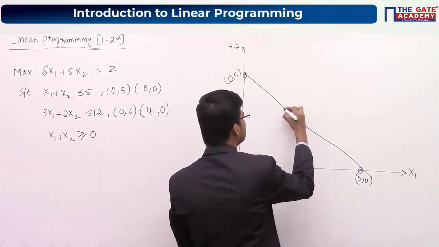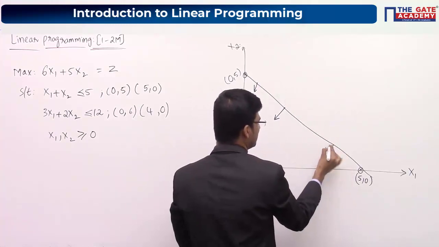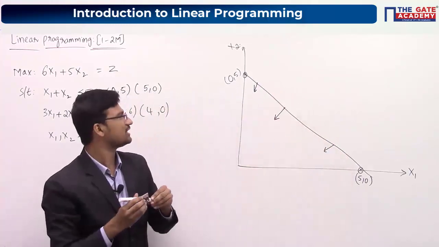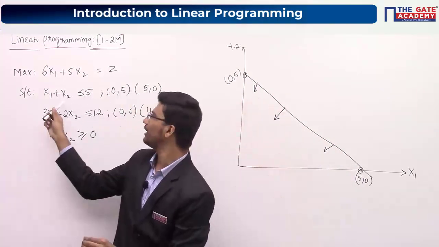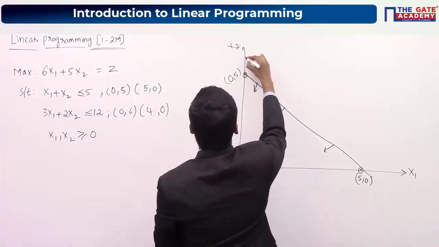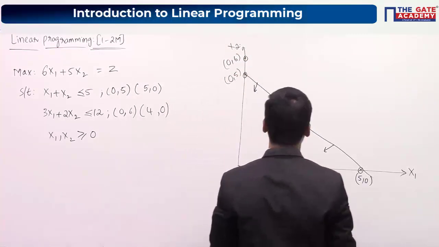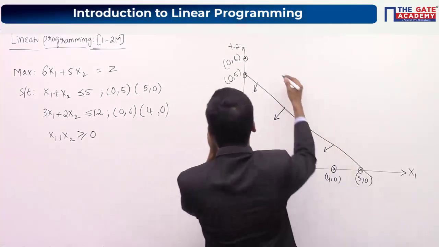Okay. So I am just representing it with an arrow. Downwards. Region should be like this. So this is the region which is satisfied by this particular inequality. Now what about the second constraint? Plot 0, 6 and 4, 0. So join these 2 points again.